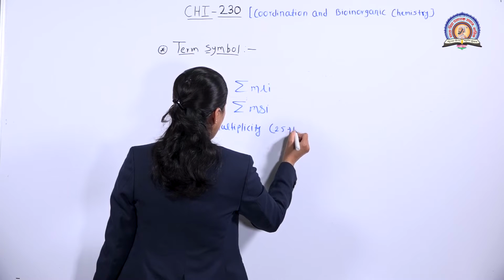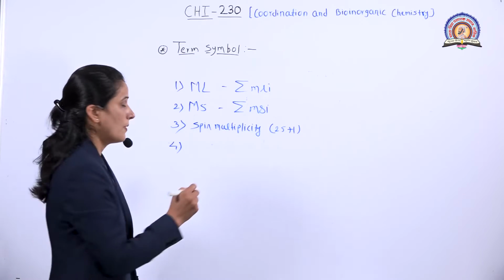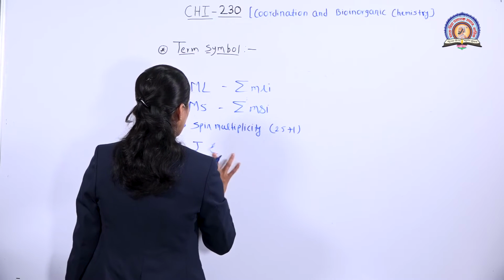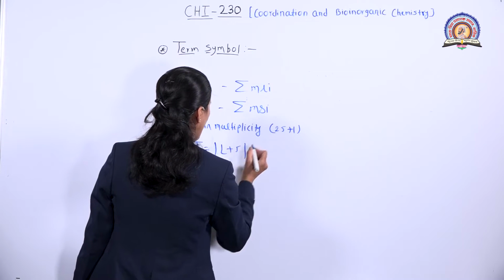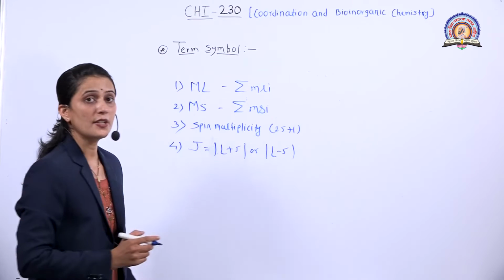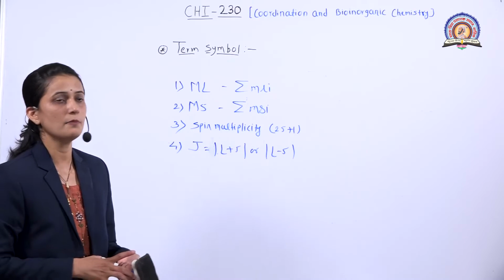That is 2S plus 1. And the last step is calculation for J value, that is either L plus S or L minus S. Okay, these are the 4 steps to calculate RS term or GS term.